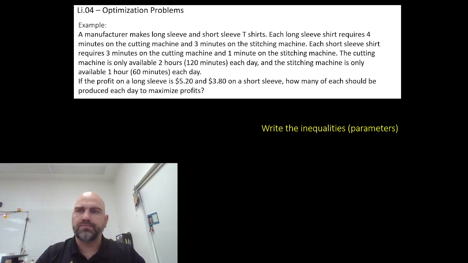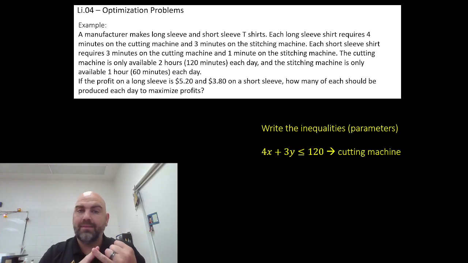These are the parameters. All right, the first parameter that we're going to look at is the cutting machine. If you look at the cutting machine there, it is available for 2 hours or 120 minutes each day. We know that for every long sleeve shirt we want to make, it's going to take 4 minutes. For every short sleeve shirt we're going to make, it's going to take 3 minutes. So to figure out the parameter on there, we're going to take 4 times x, which is our number of long sleeve shirts, plus 3 times y, which is our short sleeve shirts, and that has to be less than or equal to 120.